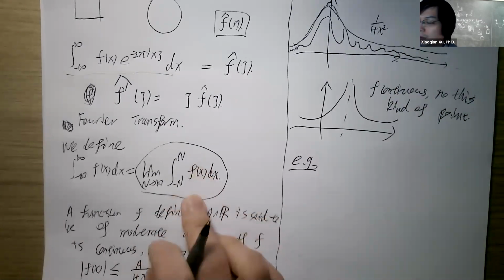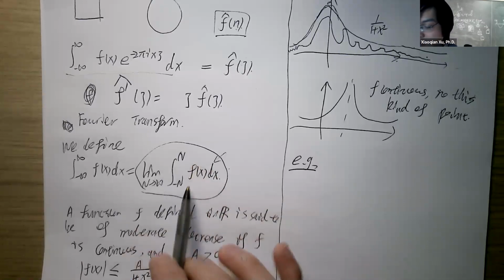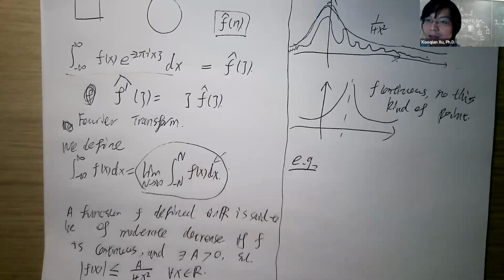Because if you take the integral, it will be arctangent. This function can be bounded above by some arctangent function, and arctangent n, as n goes to infinity, is half pi. Arctangent minus n as n goes to infinity is minus half pi. Okay, so which means this kind of integral for this kind of function can be bounded above by pi.